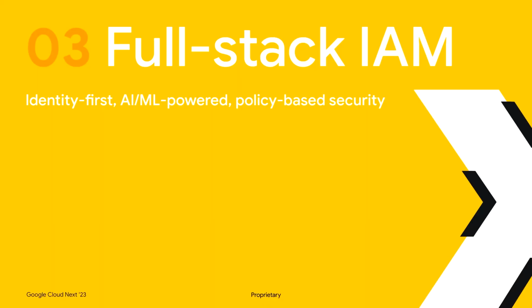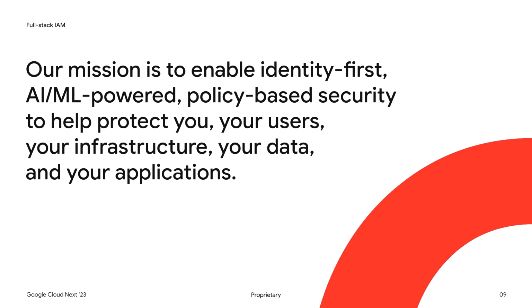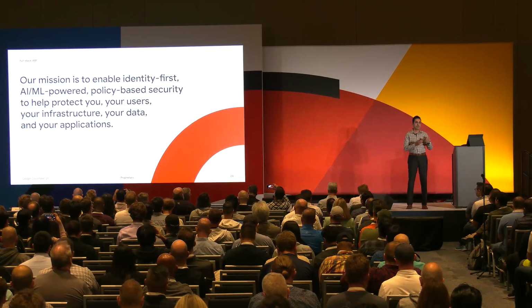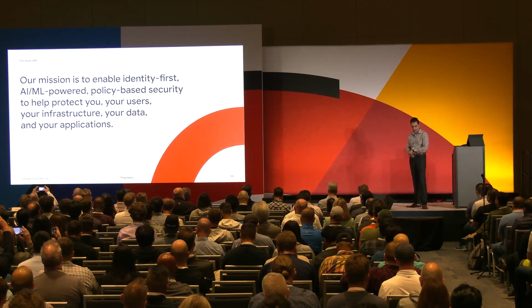So with that, let's quickly start talking about how this is represented at Google Cloud and what we think about as the full stack Cloud IAM. I'm going to start off by talking about our mission as a company. We are on a path to enable identity-first, AI/ML-powered, and policy-based security for your users, for your infra, for your data, and for your applications. So the three things to focus on are identity-first, AI/ML-powered, and policy-based. The subsequent portion of this session is going to focus on those exact three areas.